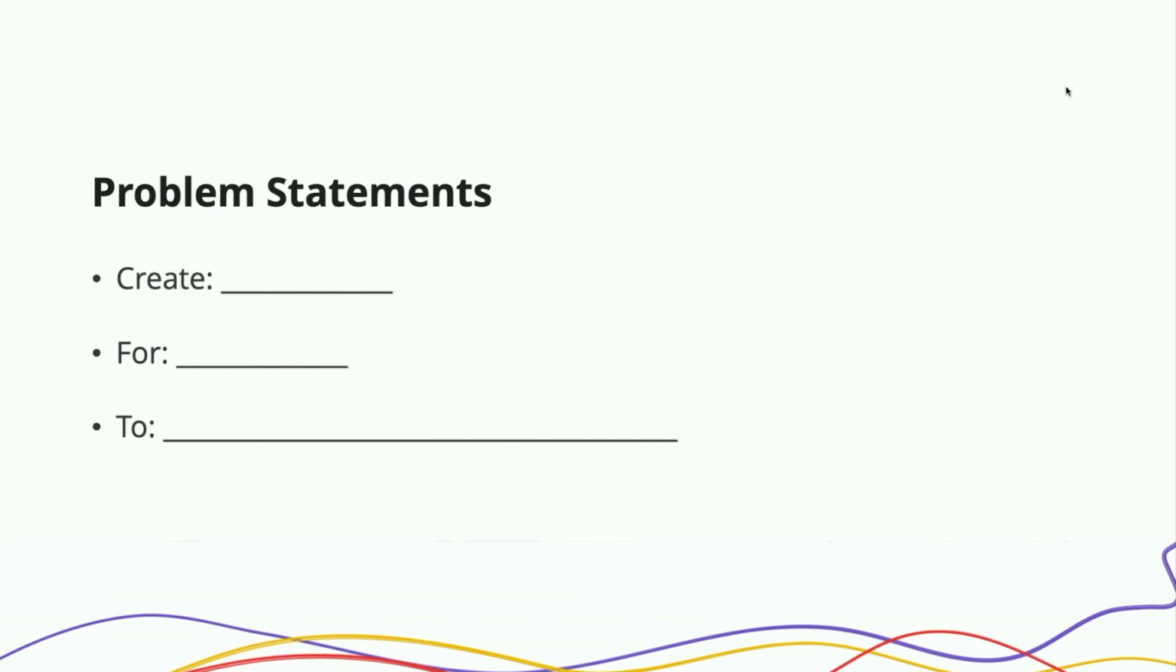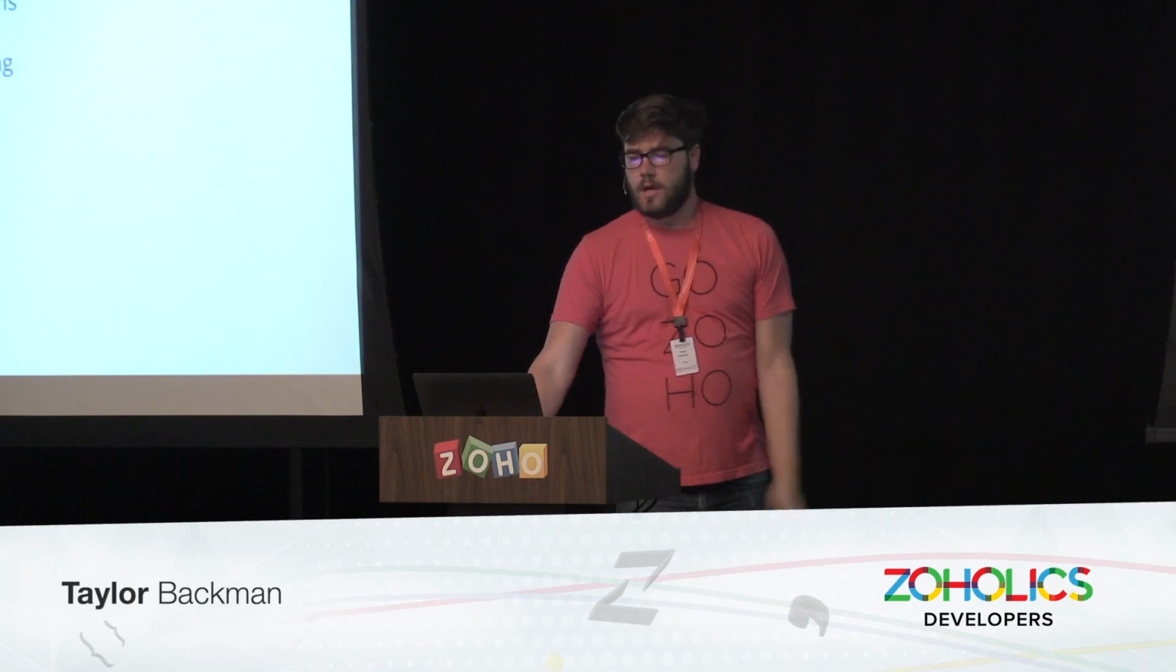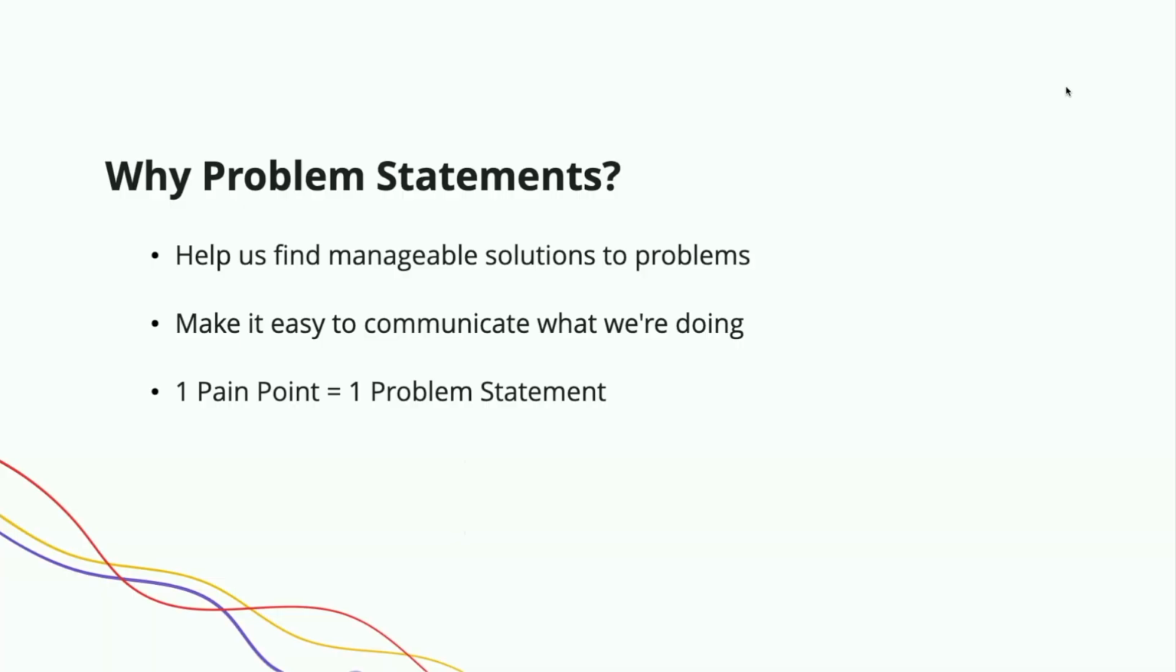So once we have started to write down these processes, these pain points, and the stakeholders involved, it's good to formulate this into an even more structured idea, which is a problem statement. And it follows this simple idea of create something for someone to do X, right? These allow us to find manageable solutions to problems, make it easy to communicate what we're doing, and also allows us to focus on the particular thing that we're doing.